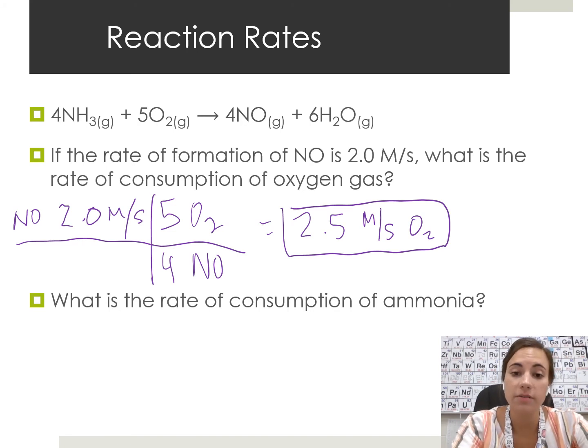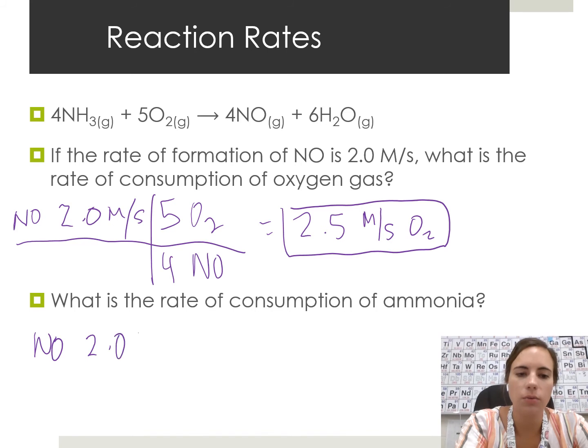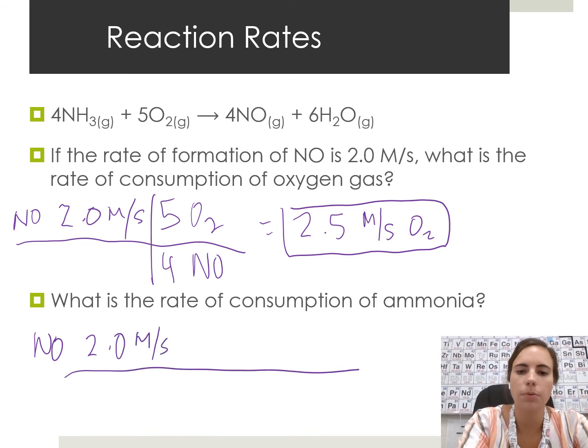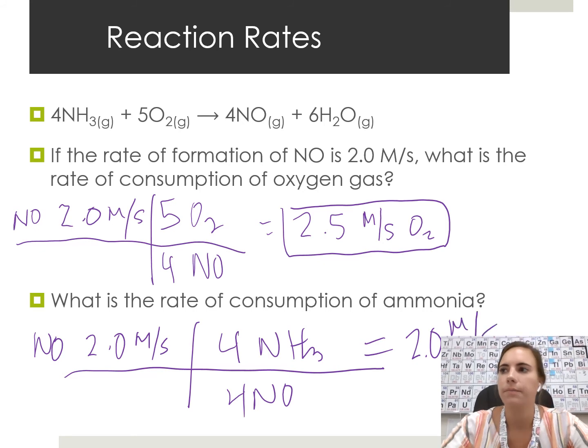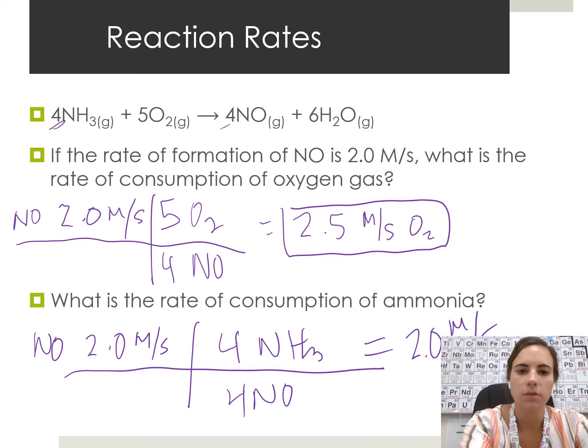What is the rate of consumption of ammonia? So I'm going to start again. I have 2 molar per second for nitrogen monoxide. 4 nitrogen monoxides are produced every time 4 ammonias are consumed. So they are going to have the exact same rate, 2 molar per second, because their coefficients were the same.